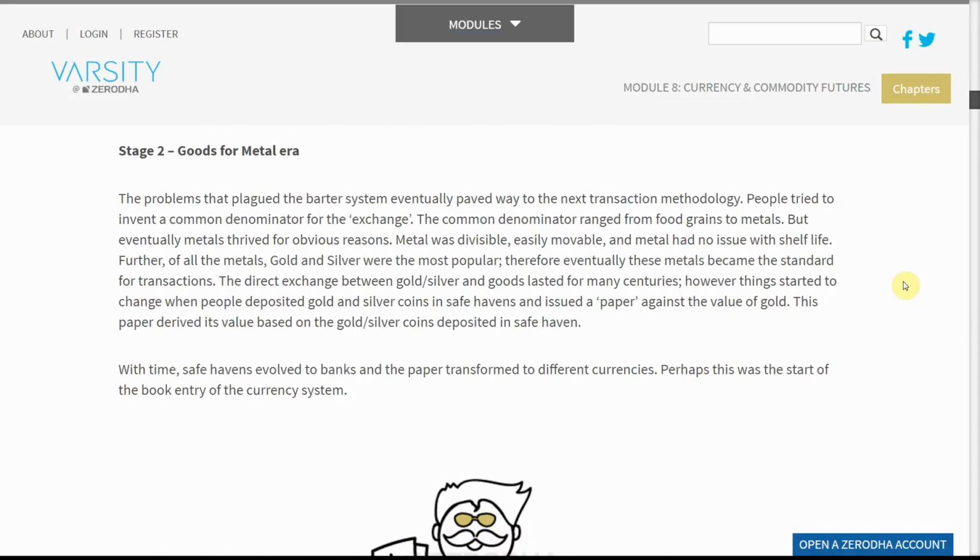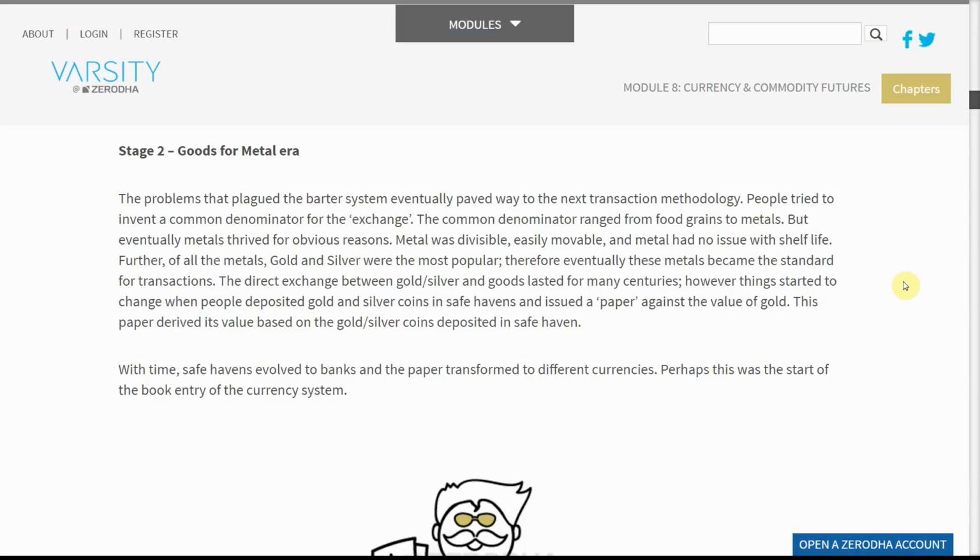Stage 2: goods for metal era. The problems that plagued the barter system eventually paved way to the next transaction methodology. People tried to invent a common denominator for the exchange. The common denominator ranged from food grains to metals. But eventually metals thrived for obvious reasons. Metal was divisible, easily movable, and metal had no issue with shelf life. Further, of all the metals, gold and silver were the most popular. Therefore, eventually these metals became the standard for transactions.